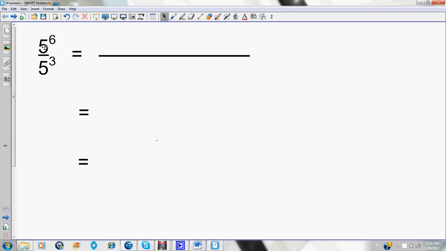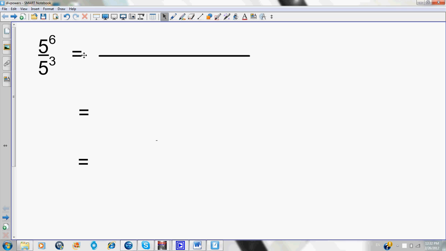And when we say they have the same base, see, this is a base of 5, this is a base of 5, so they have the same base. And whenever they have the same base, there are special things that you're able to do with them. So let's try this. 5 to the 6th divided by 5 to the 3rd.